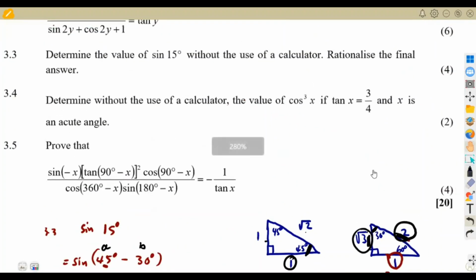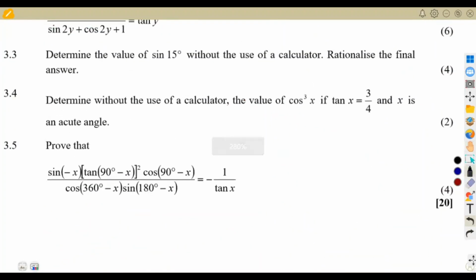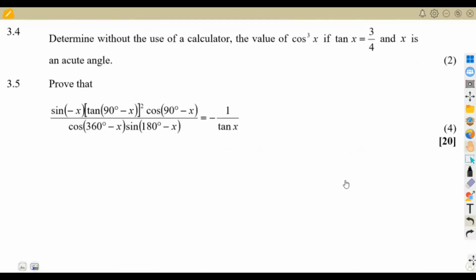All right, then question 3.4, we are given a certain scenario, which is this one. We have actually worked with a lot of questions of this type, which is good in our revisions to understand much better. So I'm not going to waste much time because we have this type of question. We were given: determine without the use of a calculator the value of cos cubed x if tan of x is 3/4 and x is an acute angle. So if x is an acute angle, it means we are going to find this in the first quadrant. I explained this whole scenario. So it's going to be in the first quadrant, and that will be our x there.